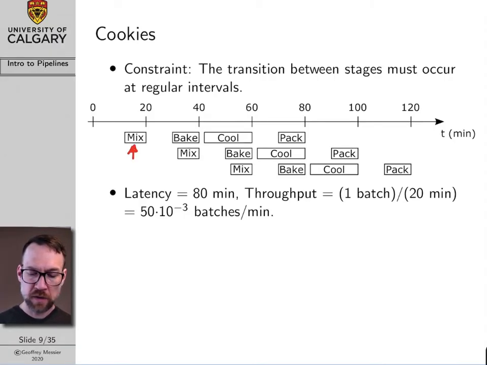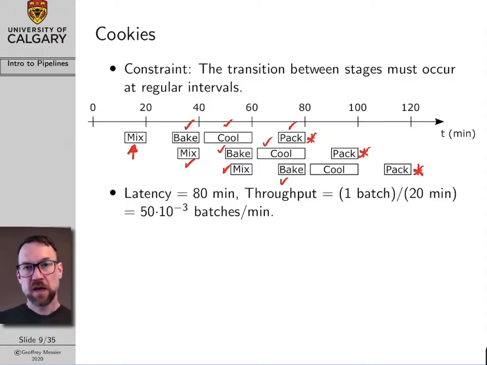In the second 20 minutes, we bake the first batch and we mix the second batch. In the third 20-minute interval, we cool the first batch, we bake the second batch, and then we start mixing the third batch. In the next interval, we're packing the first batch, and at this point, we finish our first batch of cookies. The second batch is cooling, the third batch is baking. Then our second batch is finished in the next interval, and our third batch is finished in the next interval.